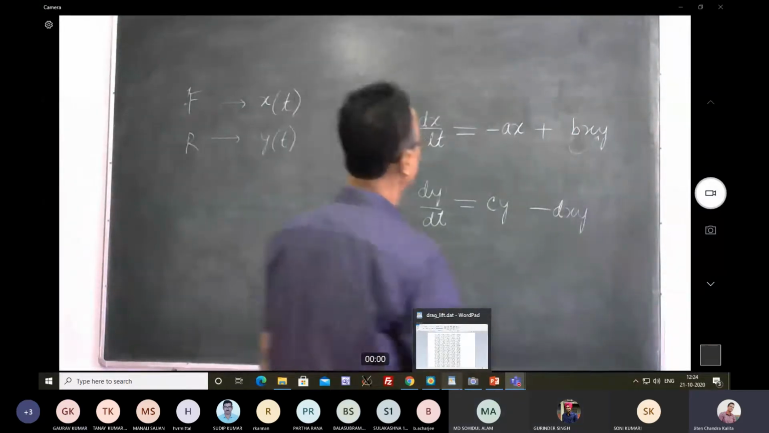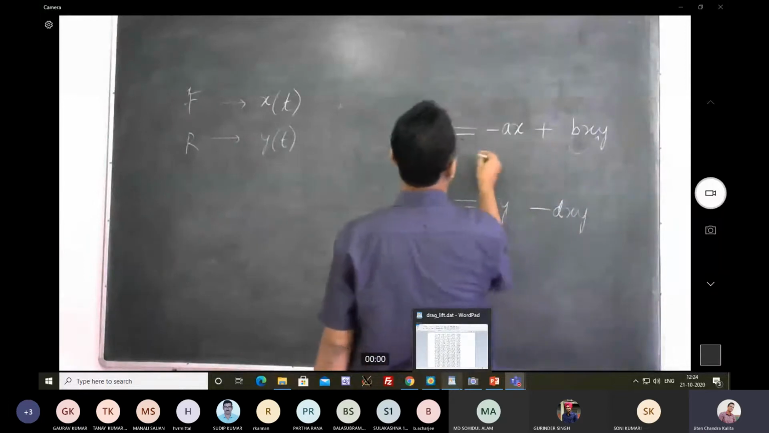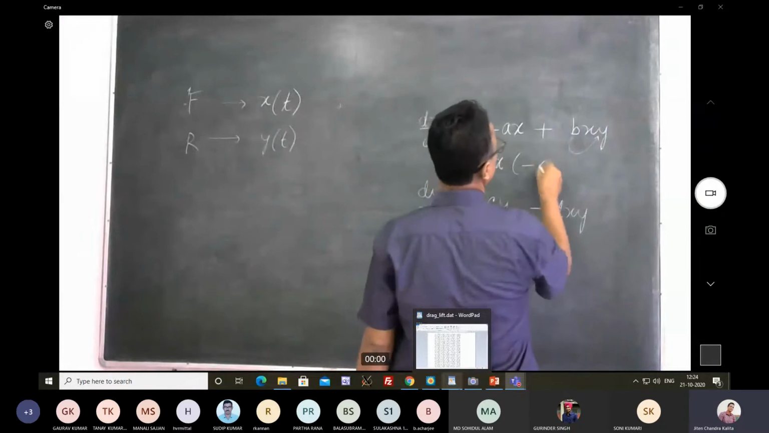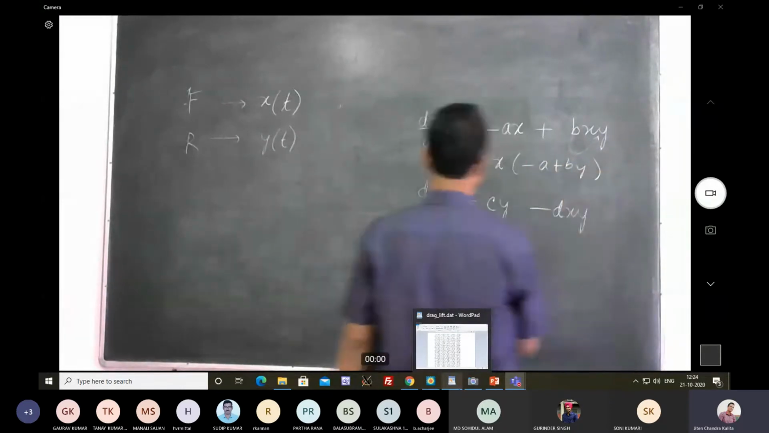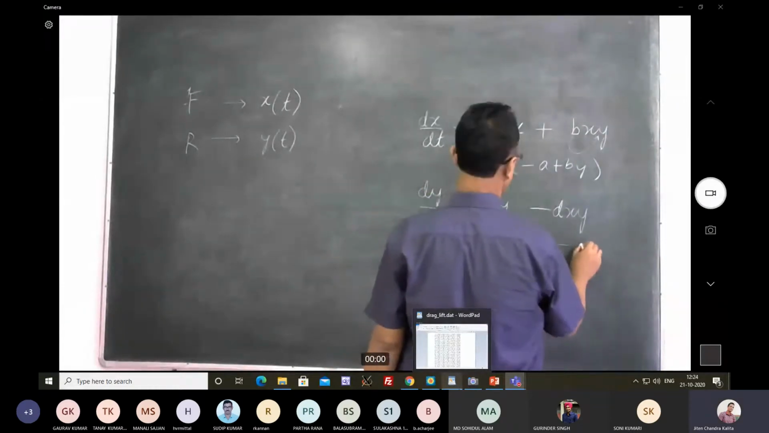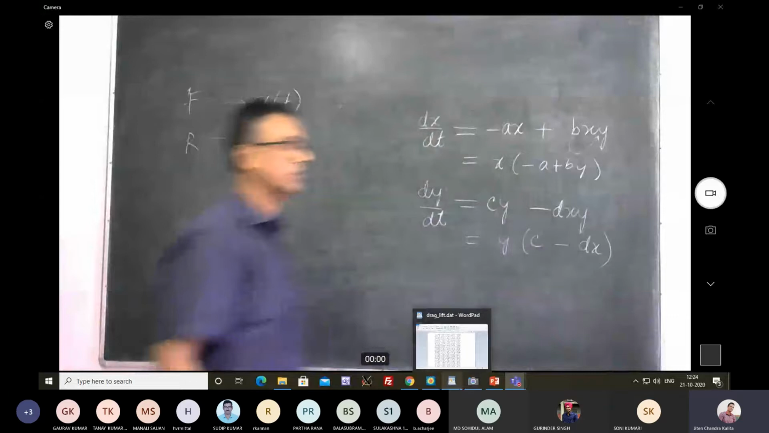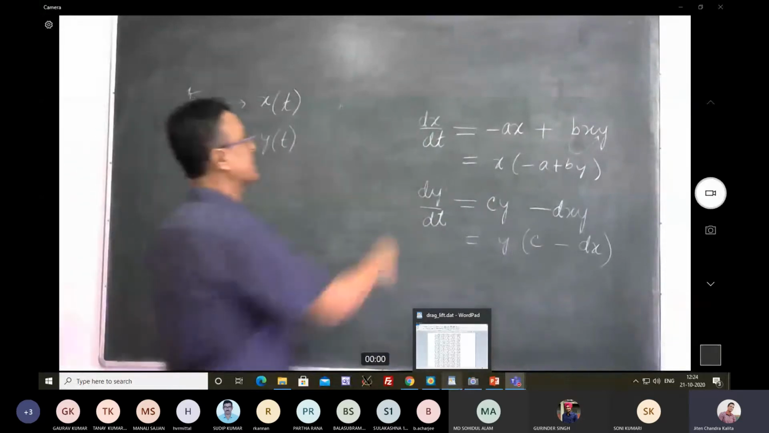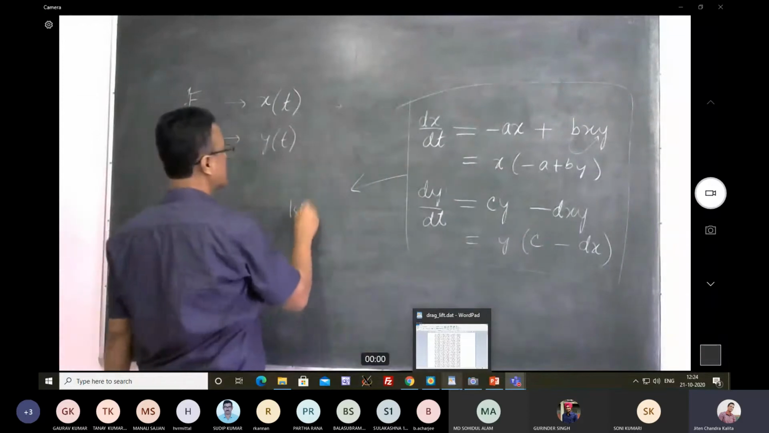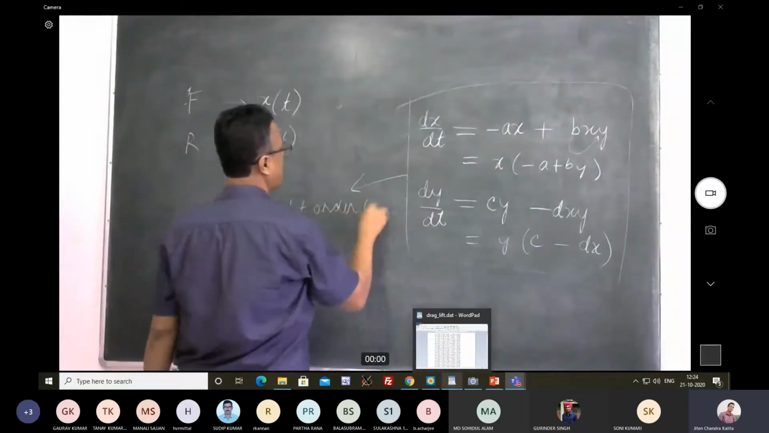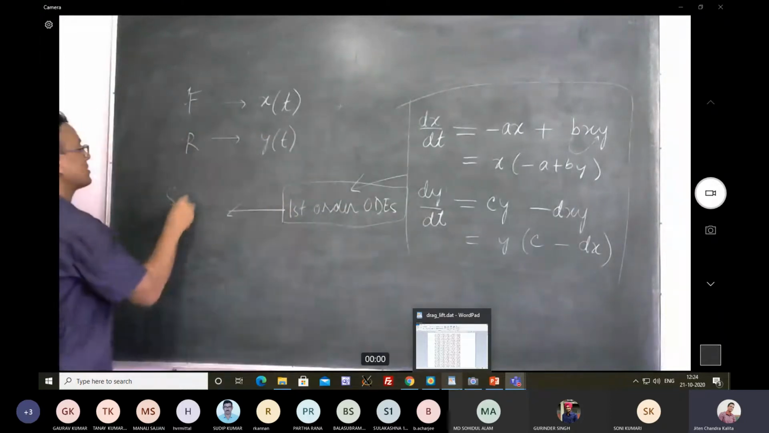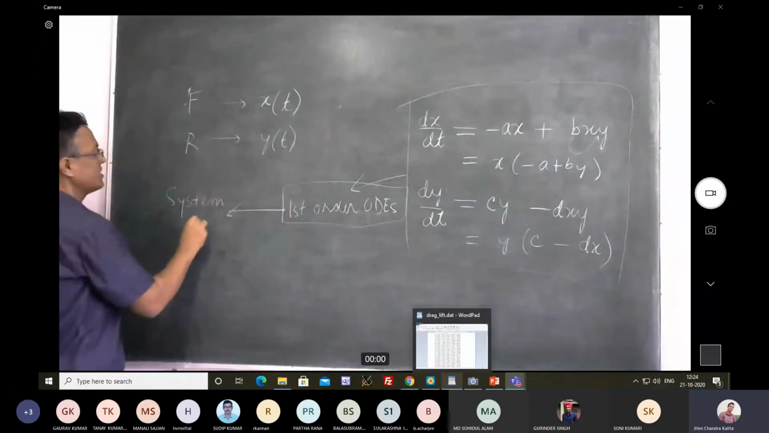So here you can see that I can write this as x into minus a plus by, and this is y, c minus dx. Okay, right? So this is what it is all about, your first order ODEs. Not only first order ODEs, but a system. This system consists of only two equations.